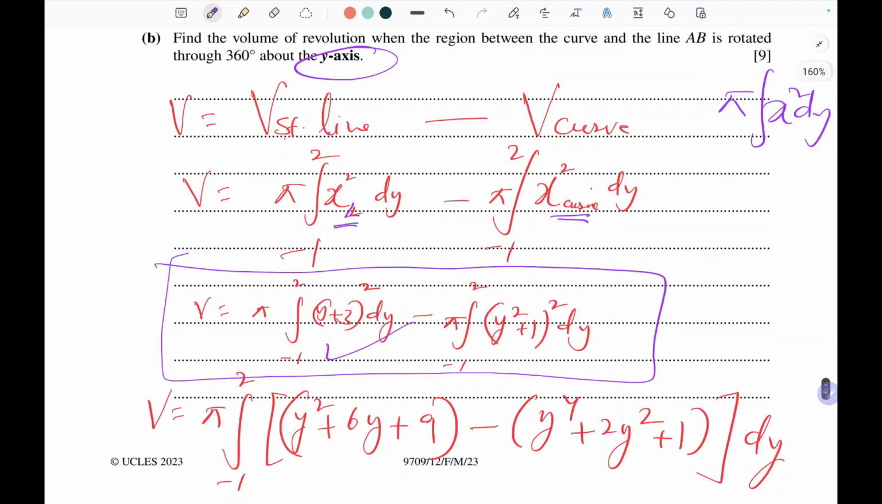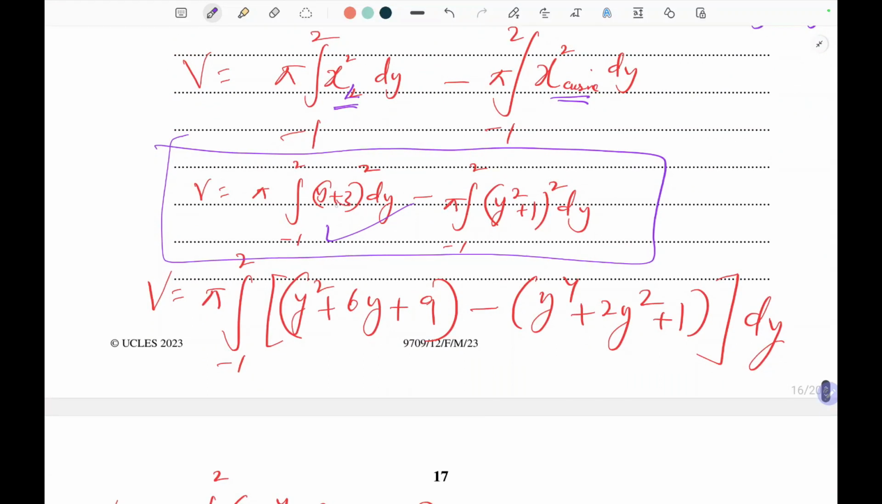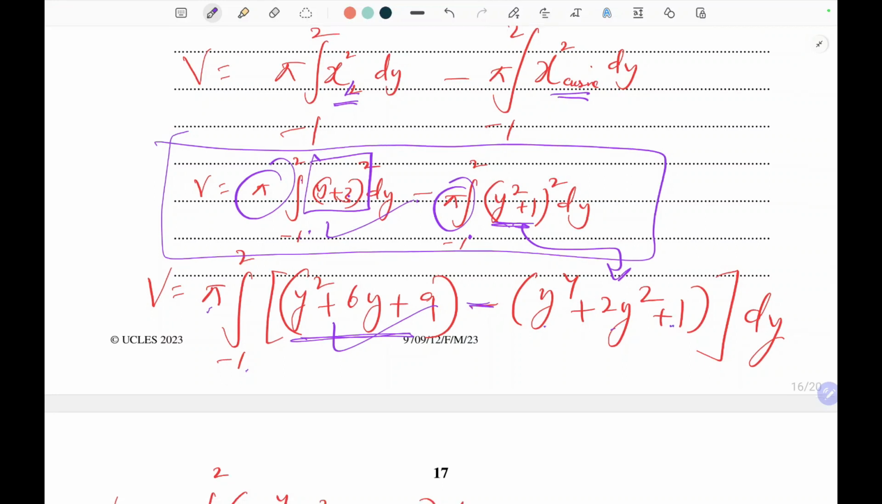After that, it's just maths. Then pi, first expand: y squared plus 6y plus 9. I first took pi common, so pi is outside. This is also minus 1 to 2. This is also minus 1 to 2. So just one integral I wrote, minus 1 to 2. And this part, y plus 3 whole squared, is this. Then this minus, which is here. Now y squared plus 1 whole squared, which is this one. So y squared plus 1 whole squared is y to the power 4 plus 2y squared plus 1.